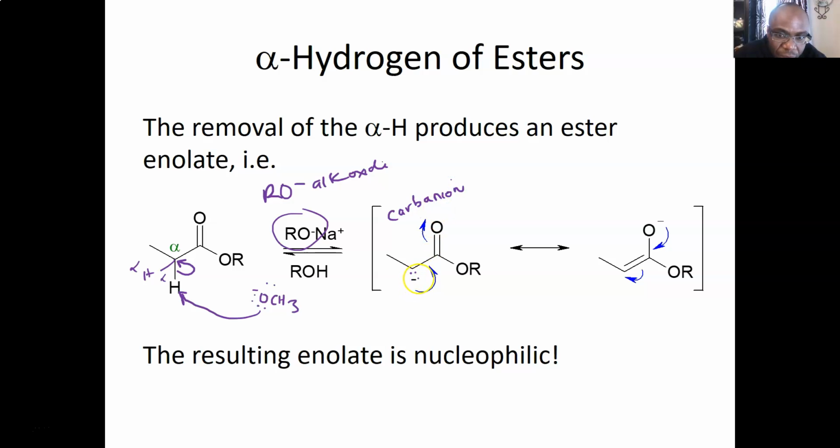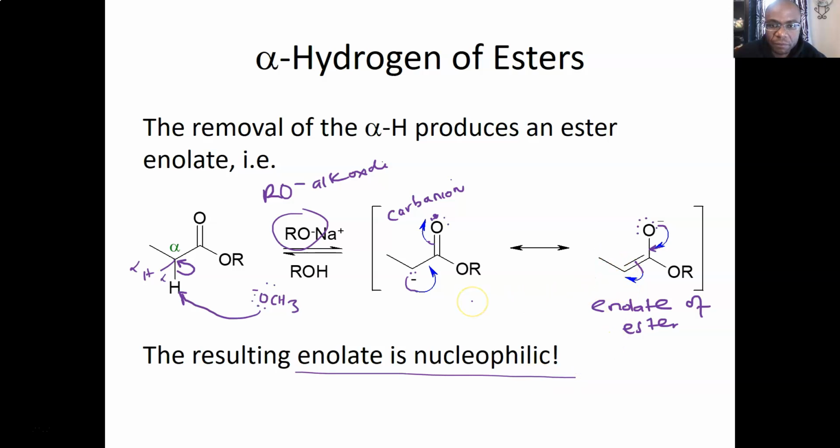The carbanion can do resonance. You make a double bond here, the pi bond opens up towards the oxygen. Okay, you have two lone pairs, so now you end up with three lone pairs. This lone pair can come back in to make a pi bond, and then this pi bond opens up to go back to where you began. So this is the carbanion form. This is the enolate form of the ester. Okay. The resulting enolate is nucleophilic.